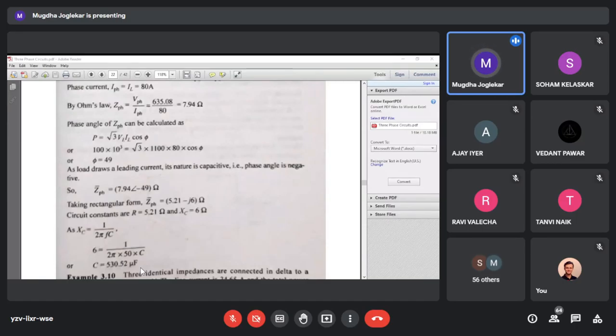Series resonance and parallel resonance are not there in your syllabus. And three-phase circuits, whatever we have completed till now, meaning star connection and problems based on that, you have to study for test 2. Is that clear? Okay, now any questions you have, you can ask me.